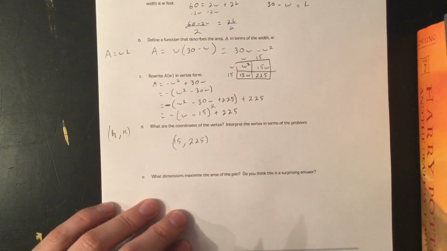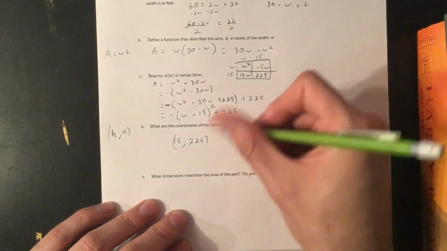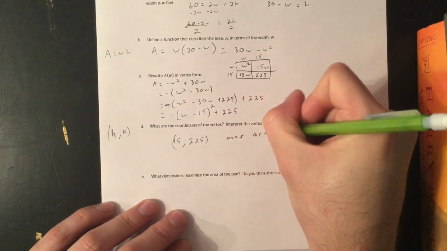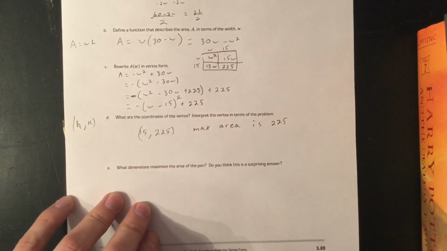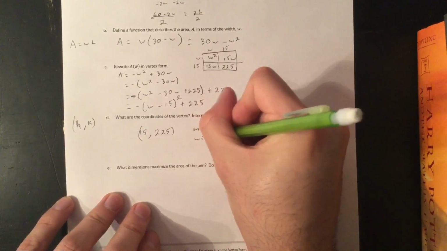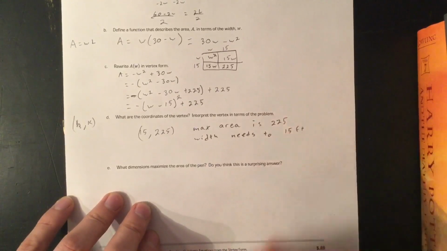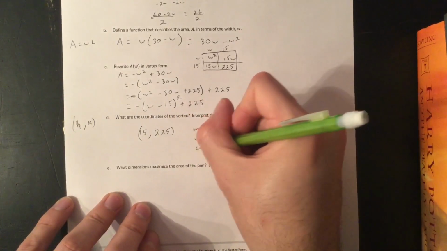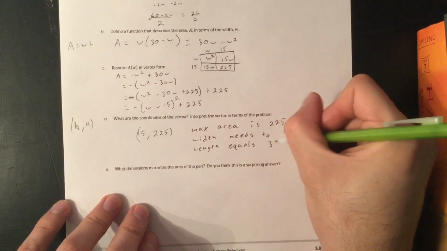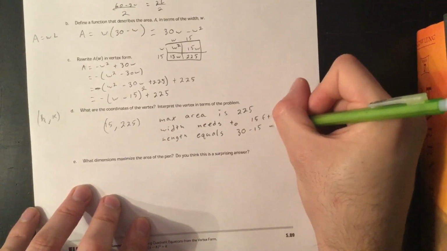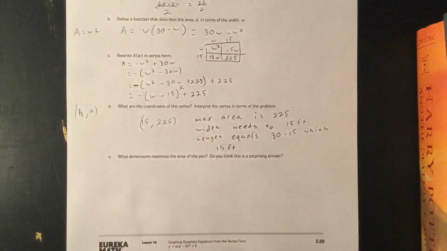Now interpret the vertex in terms of the problem. What it's saying is the max area is 225. That would be the maximum area that we can make. So the width needs to be 15 feet. If the width is 15 feet, then the length equals 30 minus 15, and that will be 15 feet as well. So our width and our length are also going to be 15.